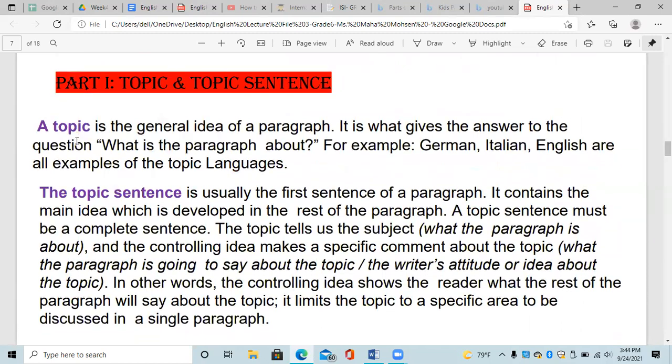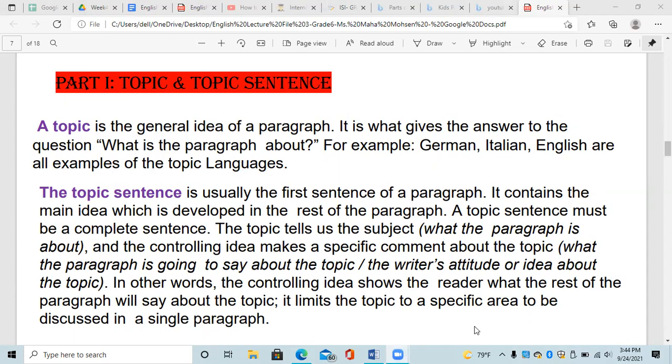Okay, so what is a topic sentence? Before starting to write a paragraph, we should have a topic. And then after having a topic, we write the topic sentence. So a topic is the general idea of a paragraph. It is what gives the answer to the question: what is the paragraph about? In the example we showed, the paragraph is about bicycles. For example, German, Italian, English are all examples of the topic languages.